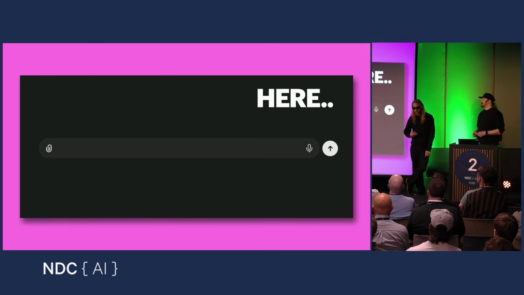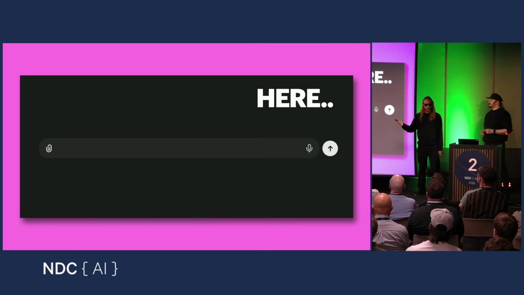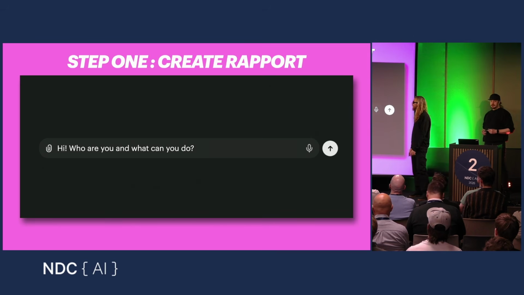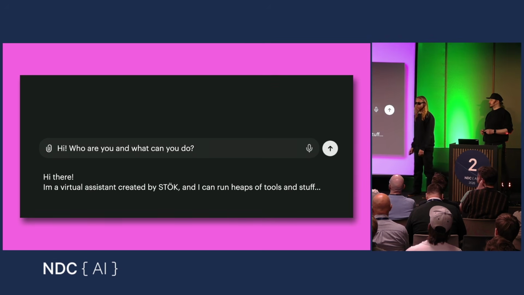Exactly. Normally, this is where you'll end up, a chat prompt somewhere. And the first step, if you want to attack these systems, because I'm going to go through a couple of chains with you, would be to create rapport. You're talking to it. Hi, who are you and what can you do? And most of these systems are really, really nice.